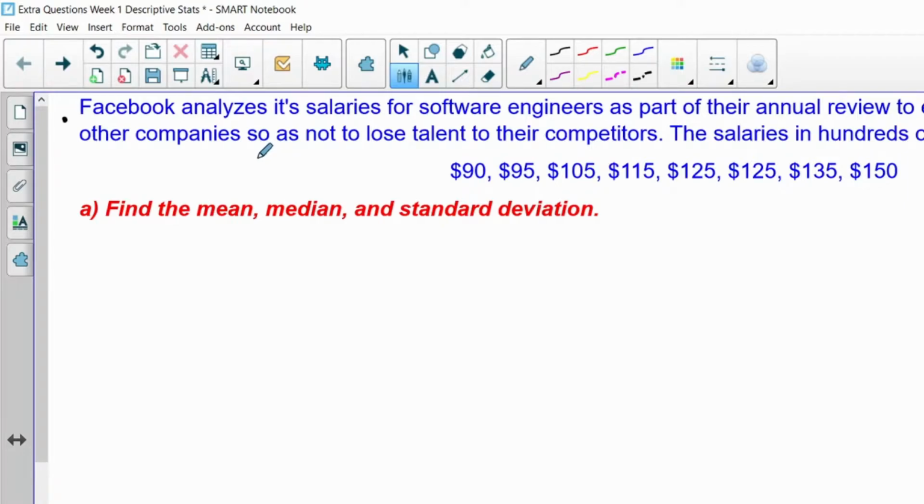So I just made this up here. Let's say Facebook analyzes its salaries for software engineers as part of their annual review to ensure that it's competitive with other companies. So the salaries in hundreds of thousands of dollars are as follows. Now, it's important to note in this question that these are already in order.